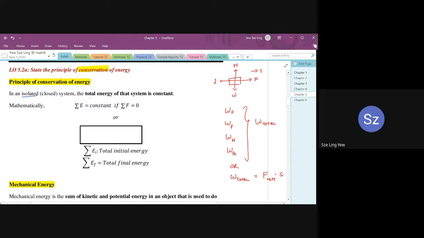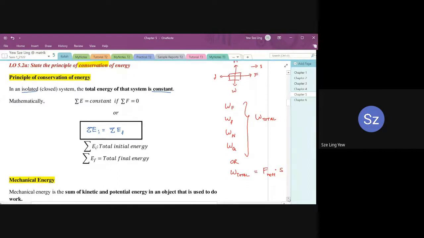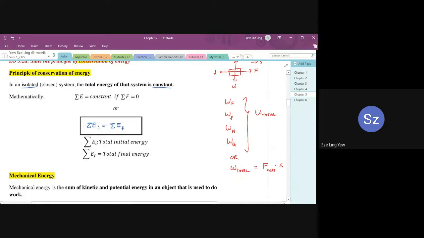So in an isolated system, the total energy is constant. Why is it constant? Because total initial equals total final. Therefore, it is always constant because the value is not changing. So summation E is constant if total F equals 0, or we can say summation E initial equals summation E final. This one, students always have a misconception.